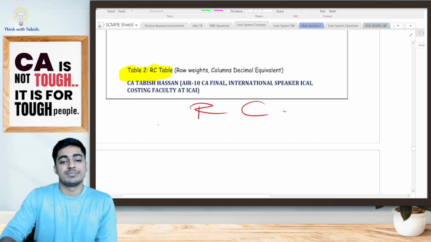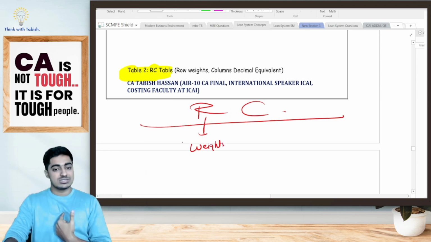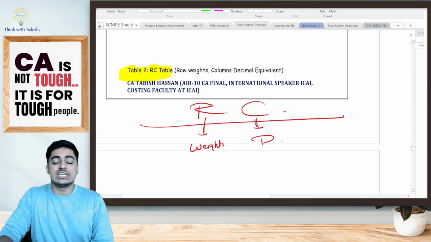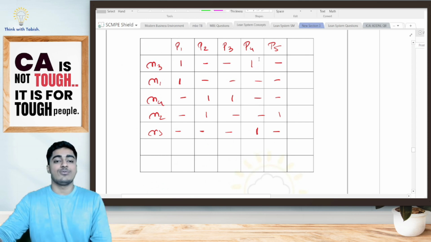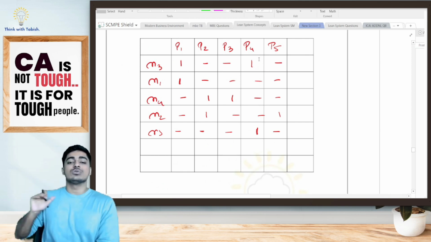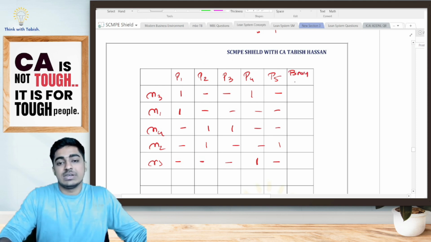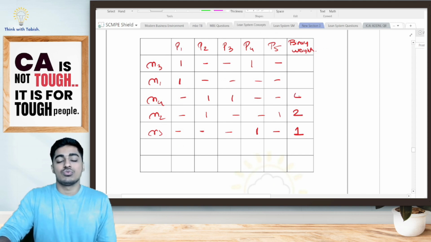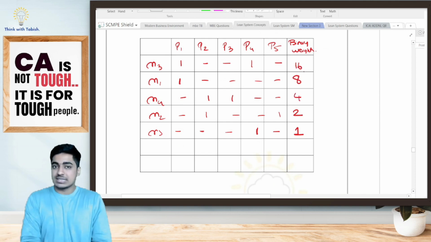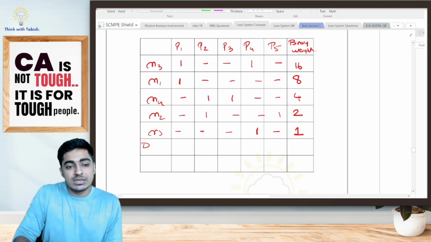Now pay attention. RC. First, what we have done? We have given weights to our columns. Here I am going to give weight to my rows. Now based on that, for my columns, first I'll calculate the decimal equivalent. Next, based on that, I will give ranking. Next, I am going to rearrange. Where am I going to give weights? To my rows. So here I will give my binary weights, starting from the last: 1, 2, 4, 8, 16. Is this clear? Now based on the weight that I've given to my rows, I need to calculate the decimal equivalent of my columns.